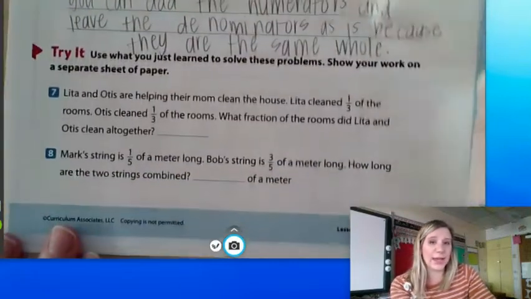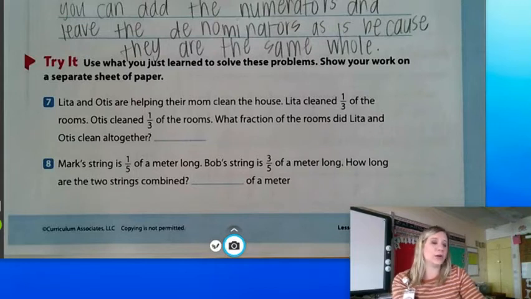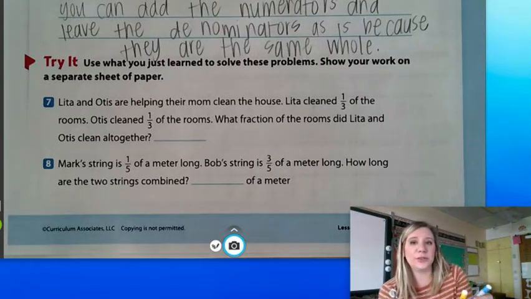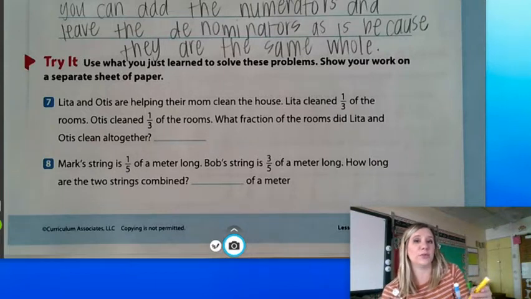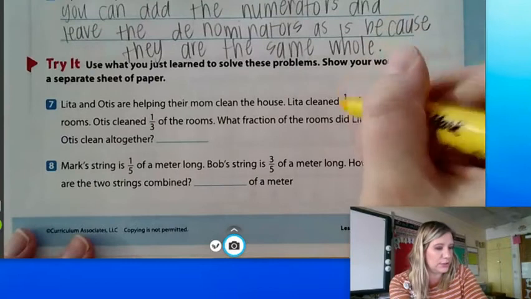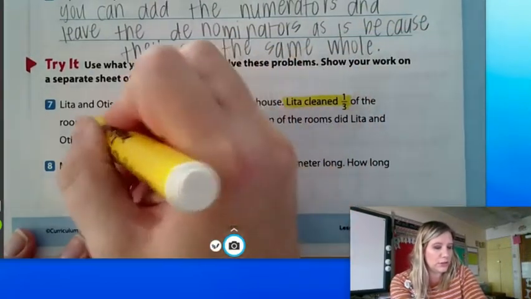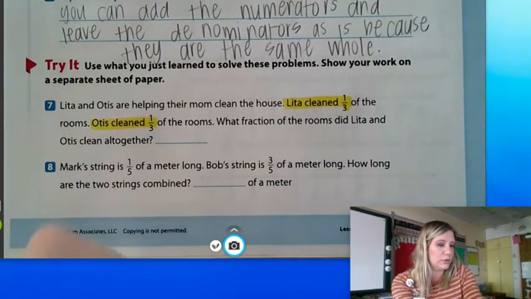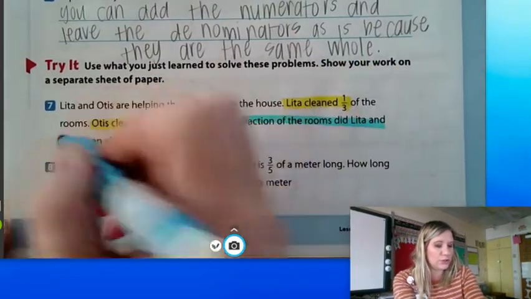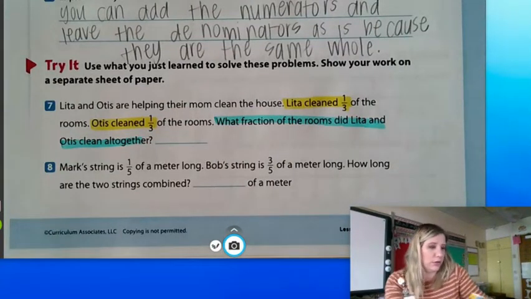All right, so on the try it, Lita and Otis are helping their mom clean the house. Lita cleaned 1/3 of the rooms. Otis cleaned 1/3 of the rooms. What fraction of the rooms did Lita and Otis clean all together? So Lita cleaned 1/3. Otis cleaned 1/3. What fraction of the rooms did Otis and Lita clean all together?